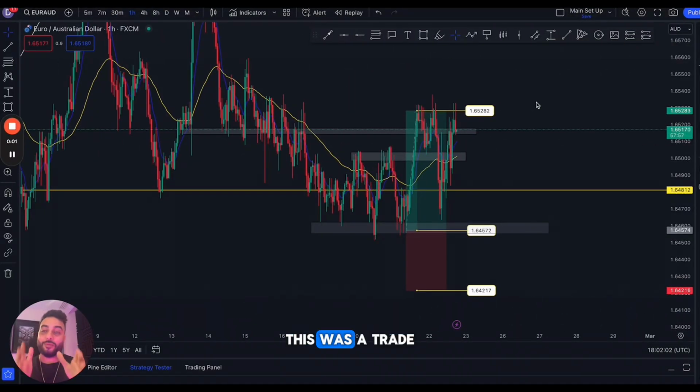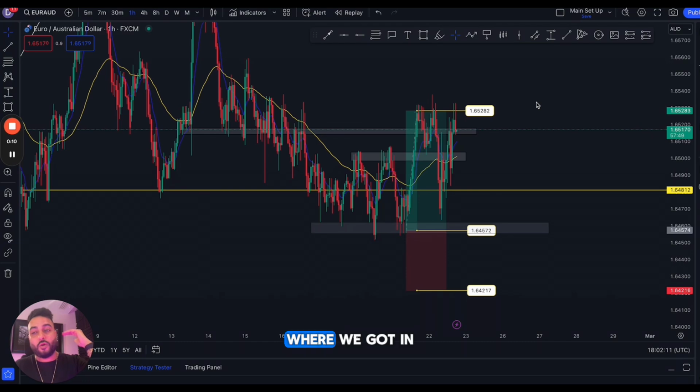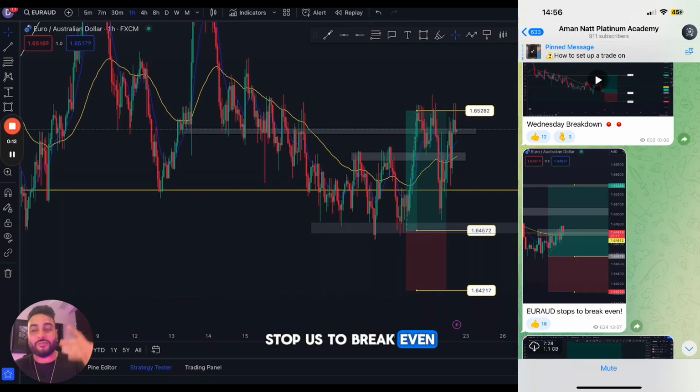So guys, this was a trade that we put on our trading channel yesterday. As you can see here, this was the buy opportunity. We showed all of our members where we got in, stop loss to break even, and then we smashed our take profit to the T.